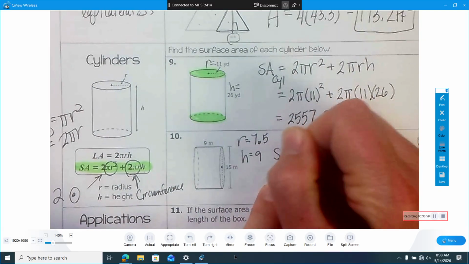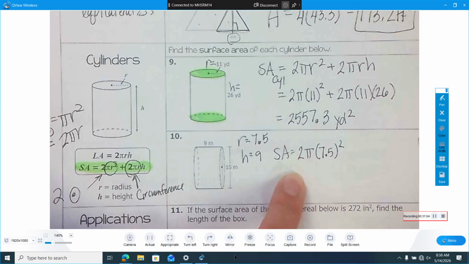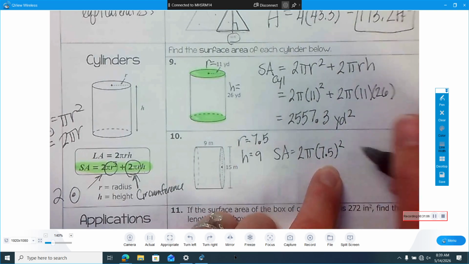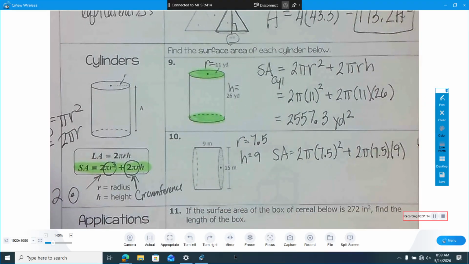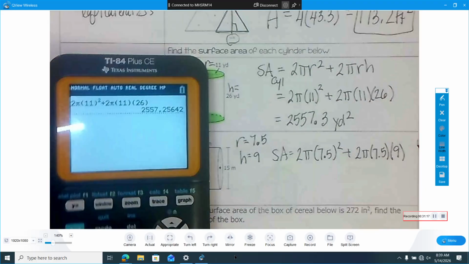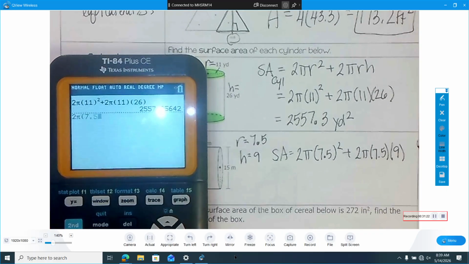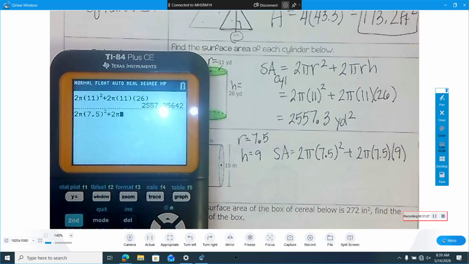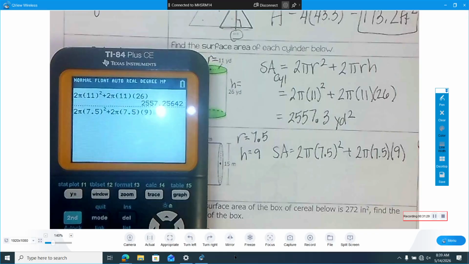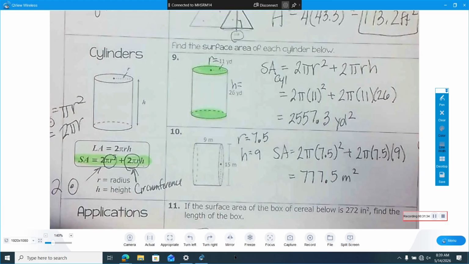So for surface area, it is 2 pi radius squared, so 7.5 squared, plus 2 pi radius 7.5 times height of 9. So 2 pi times 7.5 squared plus 2 pi times 7.5 times 9, and we get 777.5 meters squared.